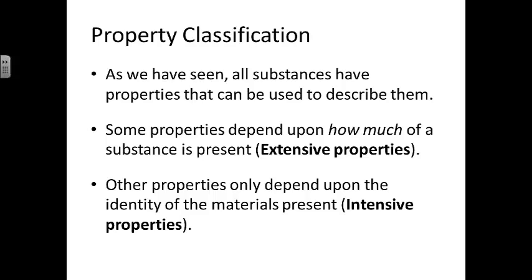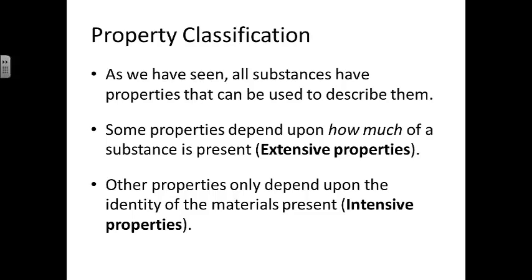These properties can be classified into one of two different types of properties. There are extensive properties and intensive properties. Something that's classified as an extensive property is classified that way because it depends upon how much of a substance is present. More of a substance would have more mass, as an example. So mass would be an extensive property.